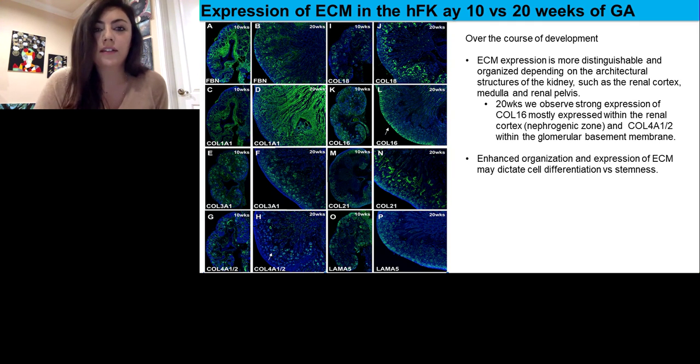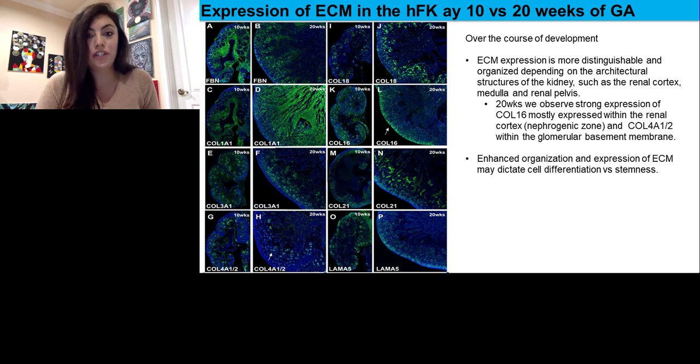We've done immunofluorescence staining at 10 weeks, shown in A, C, E, G, I, K, M, and O, and 20 weeks staining shown in the rest. And what we could see is that over time, we do see changes in the distribution of the extracellular matrix expressed. For example, for fibronectin in A and B, at 10 weeks, we see the deposition of fibronectin throughout the fetal kidney. However, at 20 weeks, we can see more specification, mostly in the cortex of the kidney.